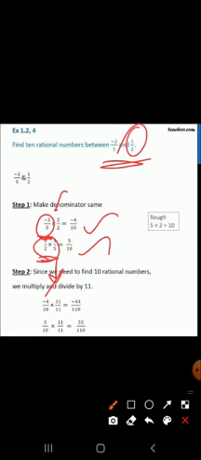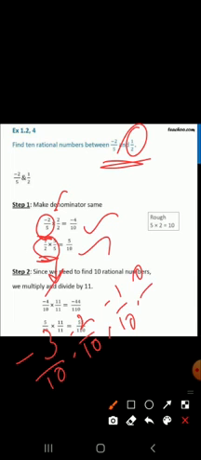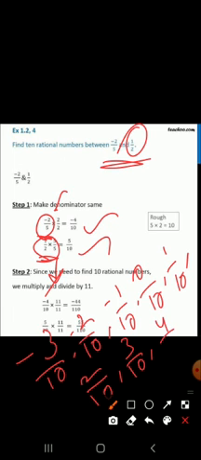Okay. So, what will lie between minus 4 by 10 and 5 by 10? Minus 3 by 10, minus 2 by 10, minus 1 by 10, 0 by 10, 1 by 10, 2 by 10, 3 by 10, 4 by 10. But actually how many did he ask us to find? 10. 1, 2, 3, 4, 5, 6, 7, 8. Only 8 numbers we got. So what do you have to do?